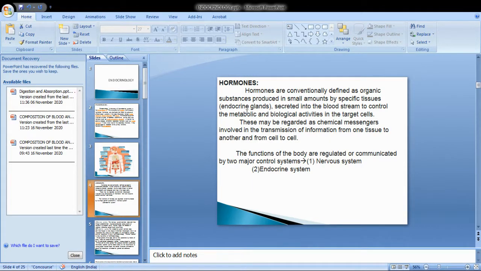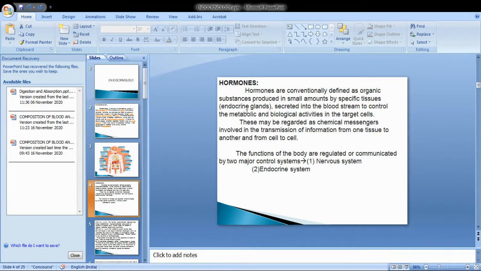Hormones are conventionally defined as organic substances produced in small amounts by specific tissues, namely endocrine glands, and secreted into the bloodstream to control the metabolic and biological activities in the target cells. These may be regarded as chemical messengers involved in the transmission of information from one tissue to another and from cell to cell.